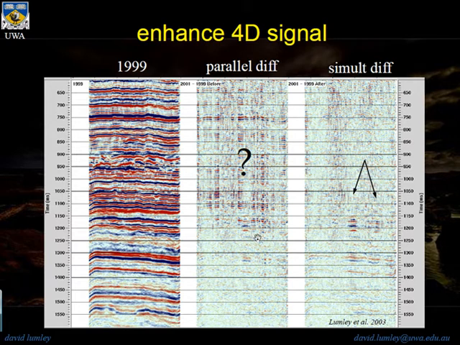And again, this difference section is pretty noisy. Well, actually, the noise level is pretty small. NRMS would be down around 20%, which normally we'd say is very good. The problem is that the signal, the 4D signal, is even weaker than that, and so you don't see it very well here. That's because these two data sets were processed in parallel using the same processing flow.